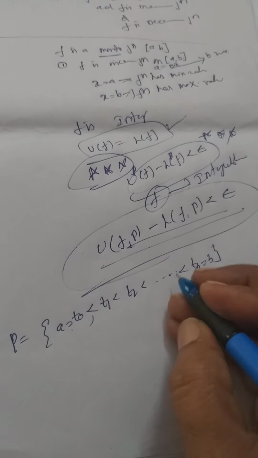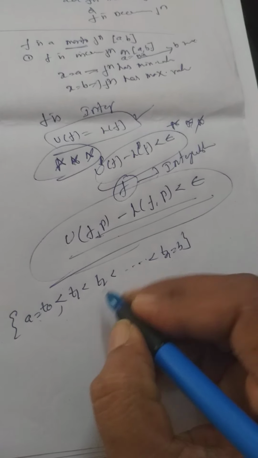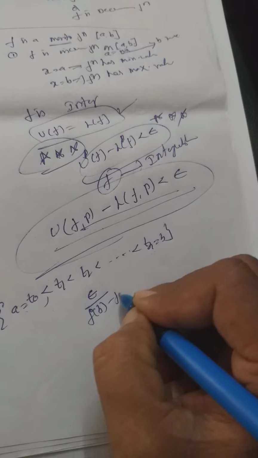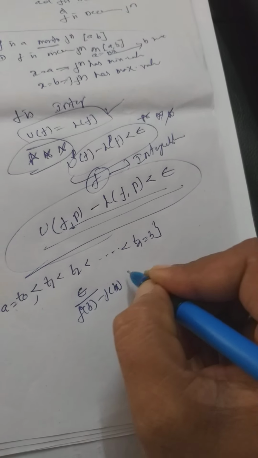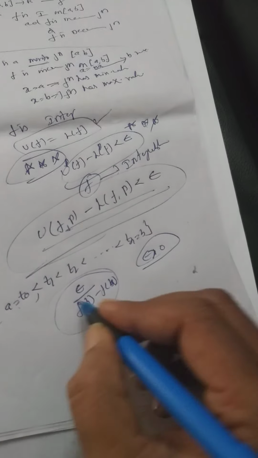Here I am dividing the entire given interval whose maximum length is epsilon by f of b minus f of a, where epsilon is greater than 0. I am making sure the length is this much. That is our wish, right?